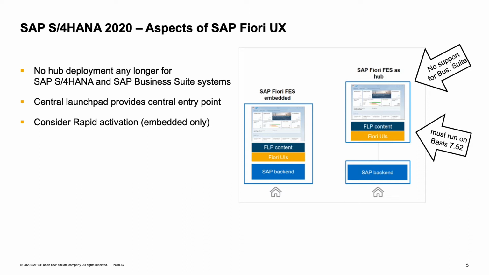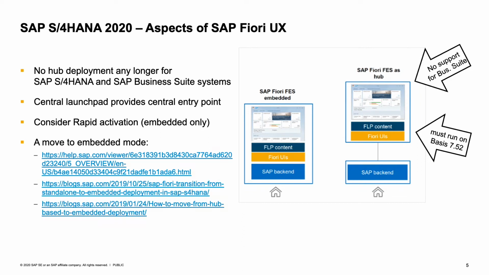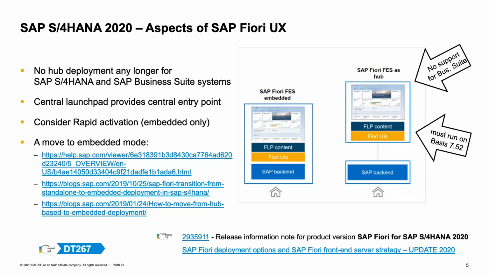And you should anyhow consider the rapid activation for Fiori, which, by the way, is only available if you run the front-end server in the embedded mode that we generally recommend. In case you have the hub deployment and would like to move from hub deployment to the embedded, there are a couple of blogs already available in the SAP community supporting this move to the embedded deployment of the front-end server. Additional information at TechEd DT267 is available.